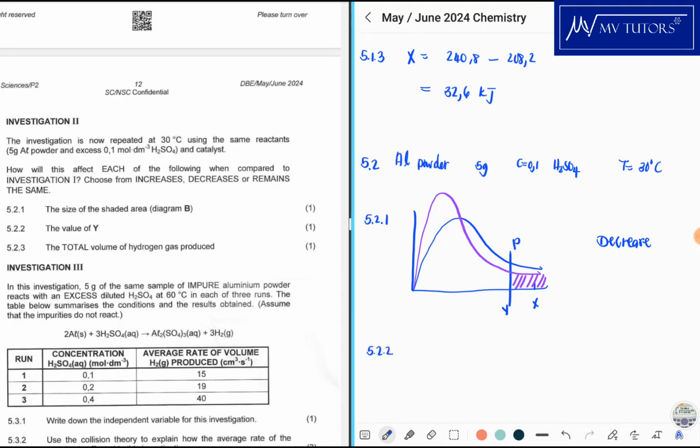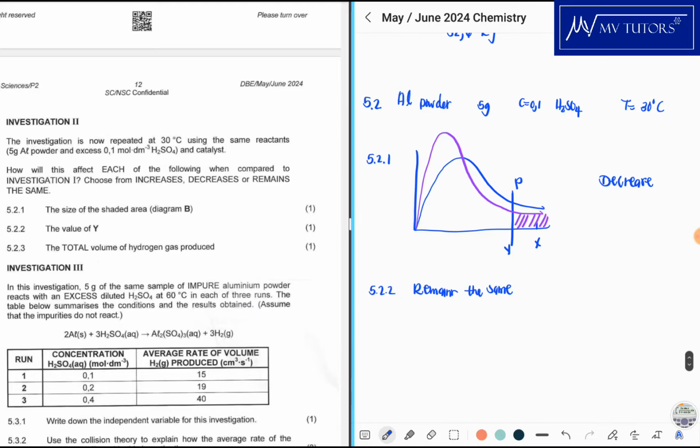And then 5.2.2, the value of Y, that remains the same. It doesn't change. Remains the same. Okay, activation energy still the same. The only thing that changed is the number of particles that have an energy higher than the activation energy.